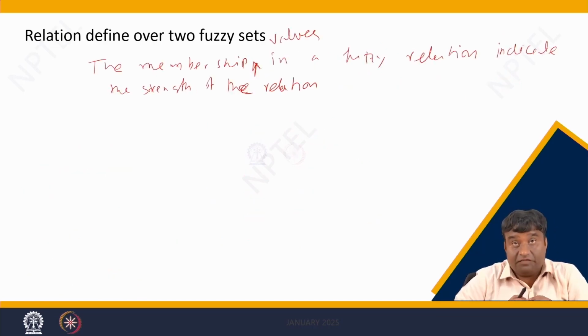So for a relation over fuzzy sets, the membership values in a fuzzy relation indicate the strength of the relation.